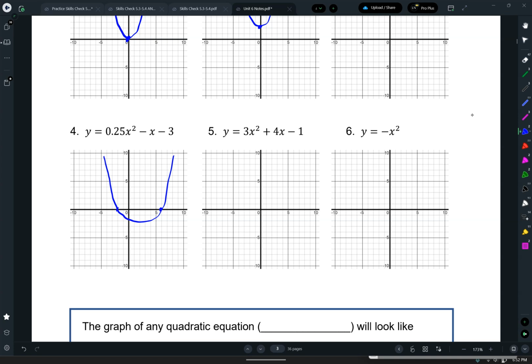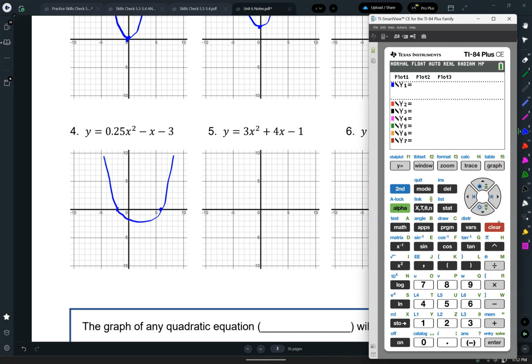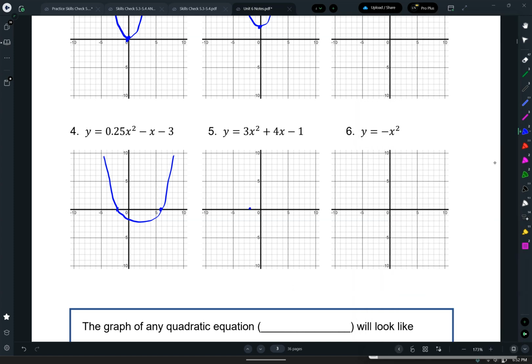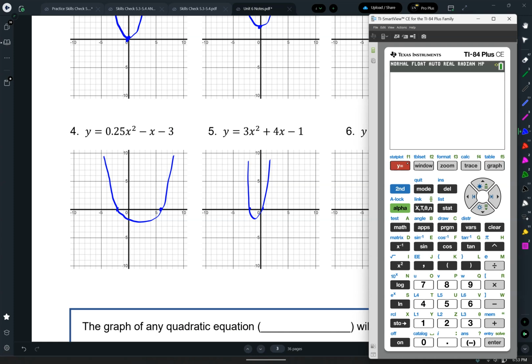If I were to look at number 5, the 3x squared plus 4x minus 1. So let's see, 3x squared plus 4x minus 1. What does this one look like? Okay, it's a little bit skinnier. It's moved the other direction, but it's still the same basic shape. Again, it's just a different version of that same shape. So again, this isn't exact, something like this, right? A little skinnier version. And number 6, if I were to put in negative x squared, let's see what that looks like. So negative x squared, if I were to graph that one.